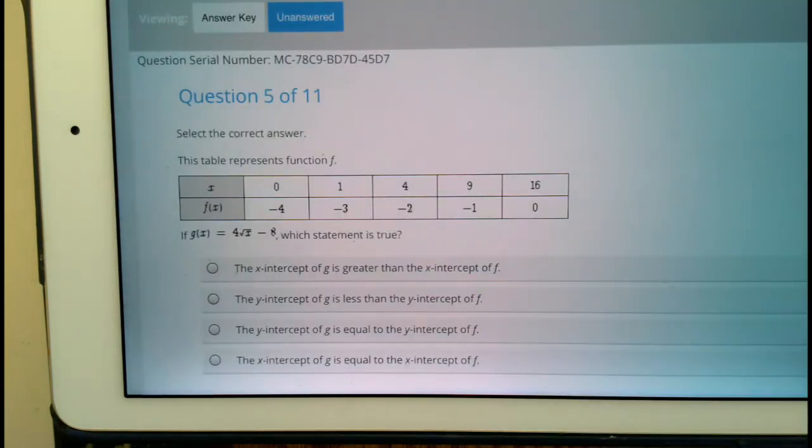Let's go back to that. So the y-intercept of g is not equal to the y-intercept of f, and the x-intercept of g is not equal to the x-intercept of f. Typing into Desmos can be a huge help visually for us to be able to identify our correct answers.